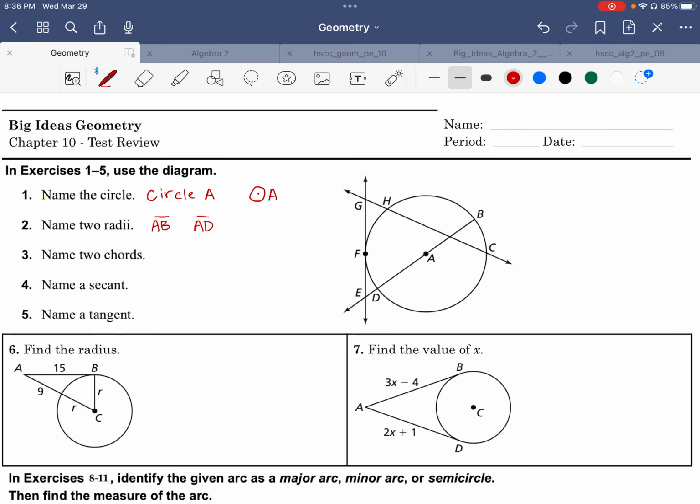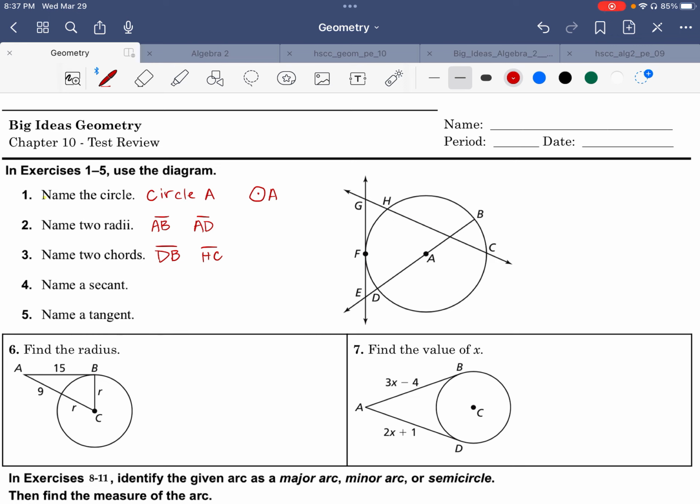Next, I'm going to name two chords. A chord is a segment that starts and stops on the circle. So this would be a chord because it starts on the circle at D, it ends at B. There is a second chord that starts at H and ends at C. So I'm going to be using those two. So our first one is, sorry, my mistake, DB. So we'll say DB is one of our chords, and the second chord is HC.